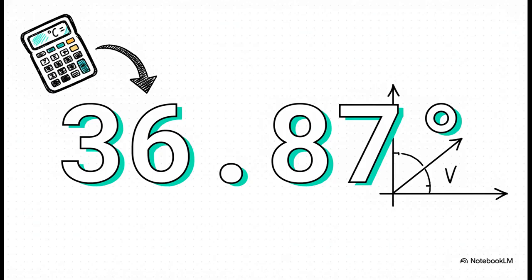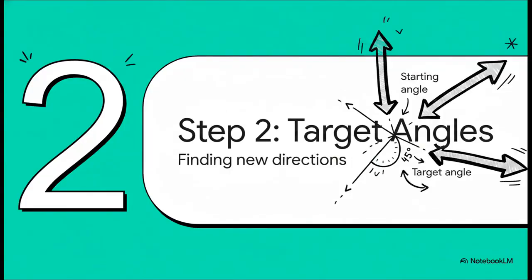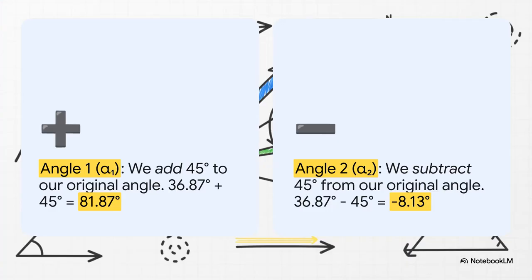Step 1, done. All right, now for step 2, calculating our target angles. We've got our starting point locked in. The problem asks for a vector that's 45 degrees away from it, so let's figure out what those new directions are. So, 45 degrees away. That phrase actually gives us a clue. It means there are two possibilities, right? We can either add 45 degrees to find one direction, or we can subtract 45 degrees to find the other.